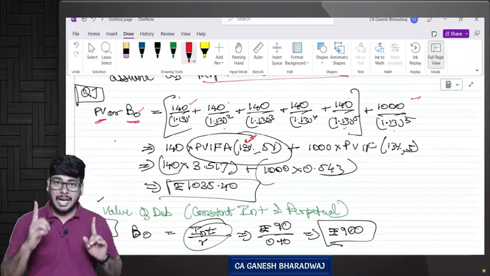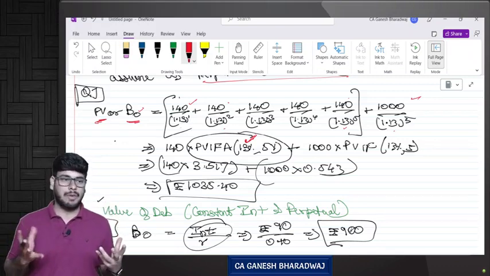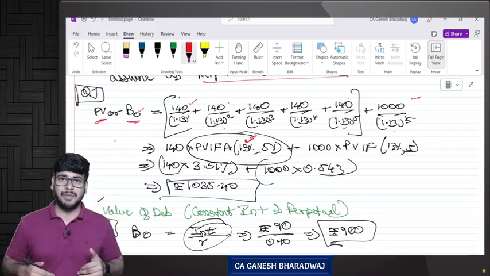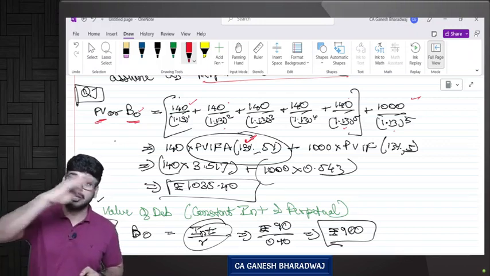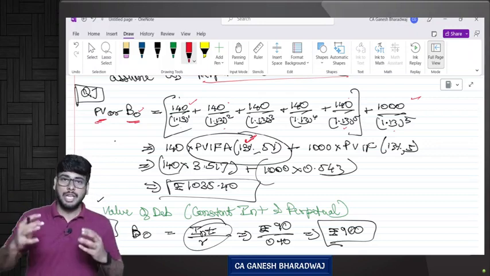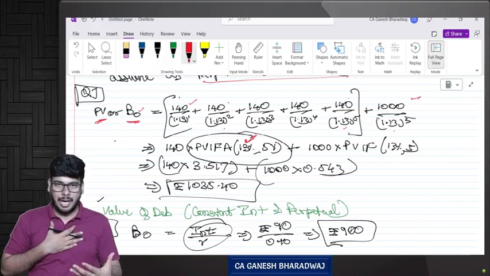These are different. IRR is the rate that makes your NPV equal to 0, or equates your present value of inflow with your present value of outflow. Here what we are doing, the rate is given in the question. The future cash flows are also given in the question. Using this, we are calculating the present value. Fine. Are you clear with this?